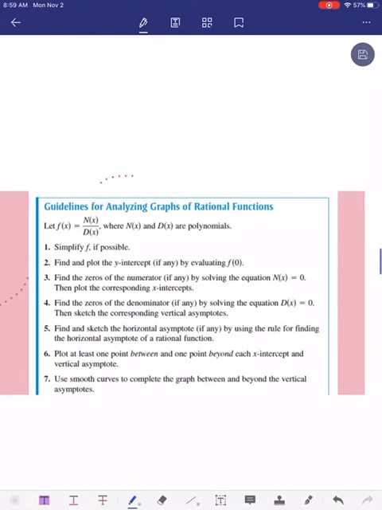So I like to say our first step is going to be to factor and reduce. Now we won't always have to or be able to factor or reduce, but when we can, we want to. Our next step is to find the intercepts, and that's both sets, our y-intercepts and our x-intercepts. Then we're going to look for our asymptotes, and that's both our vertical and our horizontal.